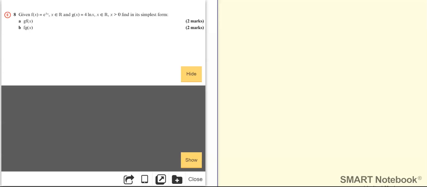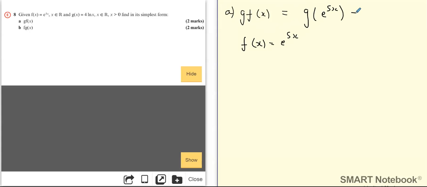So we need to work out in part A, g f of x. So f of x is e to the 5x. So this then becomes g of e to the power of 5x. And so this is going to become 4 ln e to the 5x.